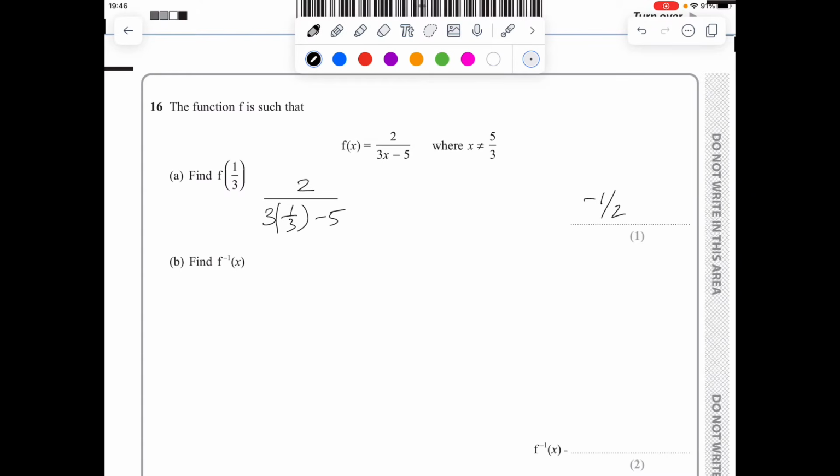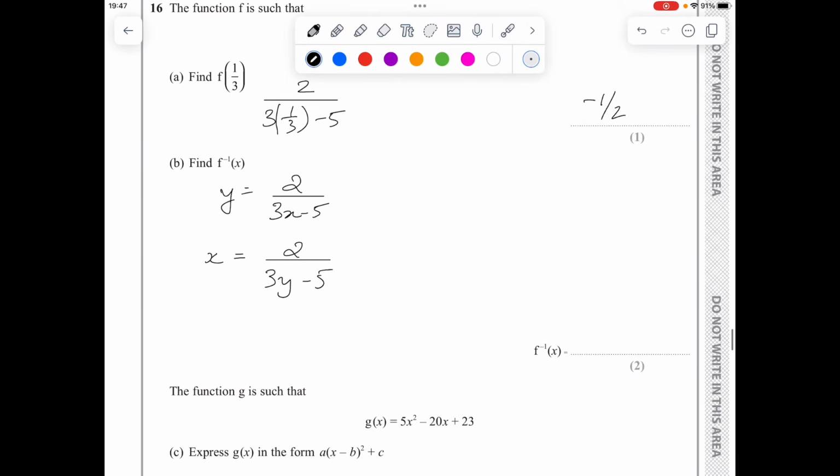For part B, consider that I have y equals 2 over 3x minus 5. So instead of f of x, I wrote y. Then step 1, replace y with x and x with y. So x equals 2 over 3y minus 5, and the target is now to make the y the subject. So I will start by cross multiplying. So 3xy minus 5x equals 2.